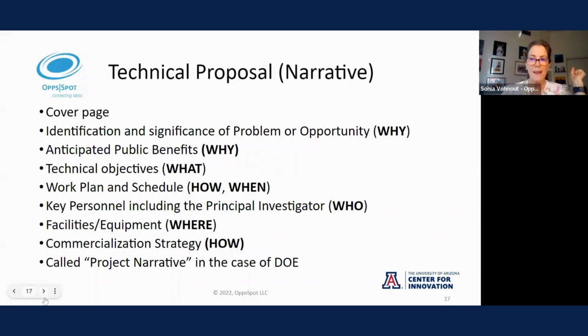All right. Here we go. So the technical proposal, DOE calls the narrative. You're going to be talking about the identification and significance of the problem or opportunity. There's going to be a section for the anticipated public benefits: why your technology is going to benefit humanity and what the impact is. And then your technical objectives. Then you've got to have a detailed work plan and schedule. Who's going to be doing it, including the principal investigator, where you're going to be doing it, your commercialization plan, and like I mentioned, they call it the project narrative.